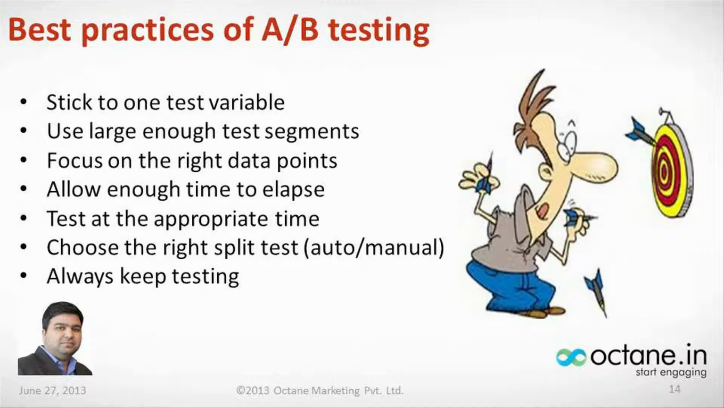Test at the appropriate time, very, very important. While I understand that there are time crunches and a lot of times the communication comes pretty late, what is very important is that the appropriate time of sending out emails should be used. If you're doing a test at 2 a.m. at night, it's definitely not going to give you the right results. Find the right time, do it when people are most likely to see your mailers, and do a test, and for that also you can do A/B testing, which we talked about. Choose the right split tests, auto or manual, however you want to do it.